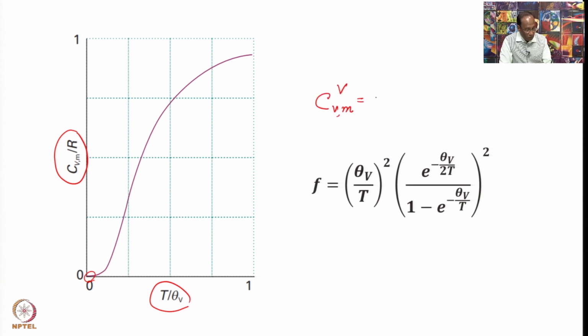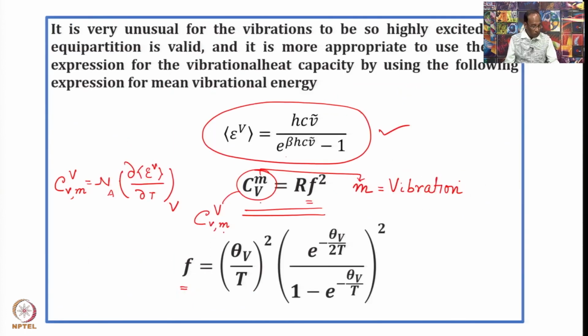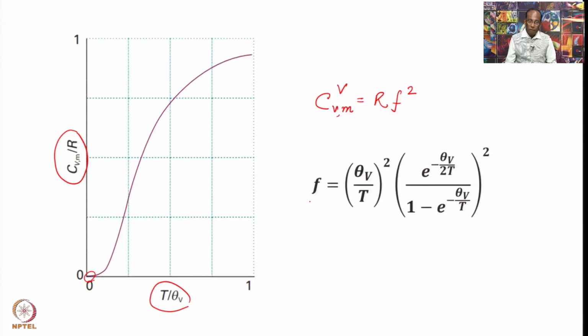CVM vibrational is equal to R F square. This is what we discussed in the previous slide. Here CVM is R F square, where F is given by this, and when you plot CVM by R against T by theta V, you get this kind of behavior. That means when the temperature is not very high, the contribution is also not very high.